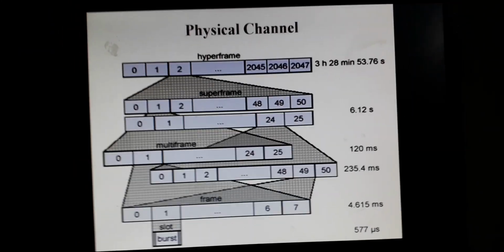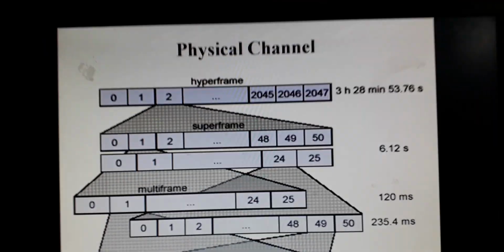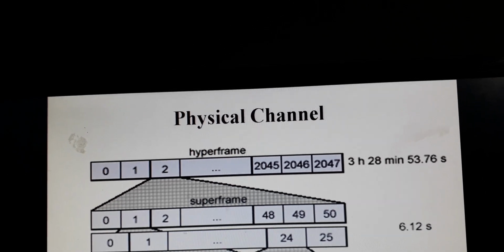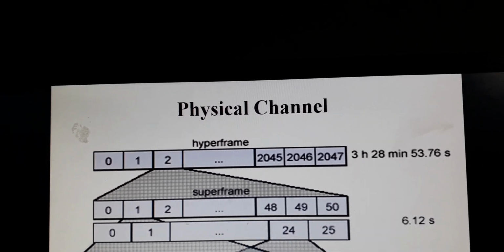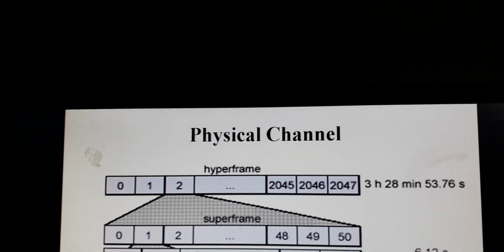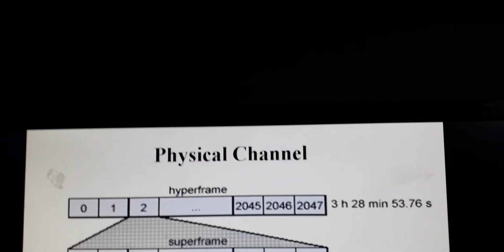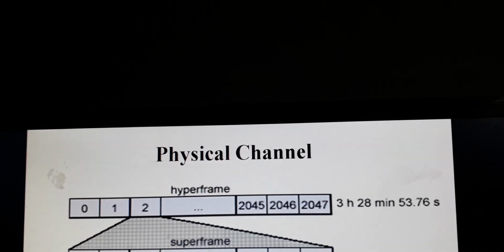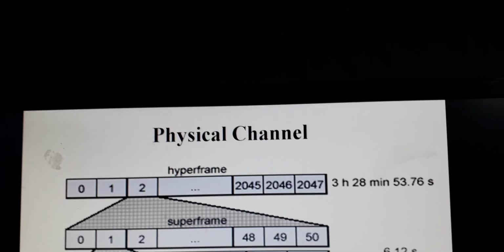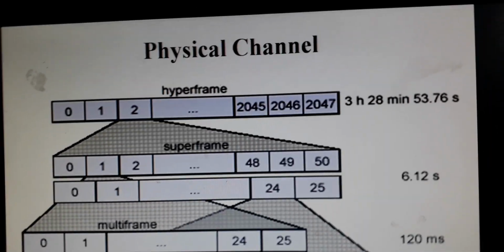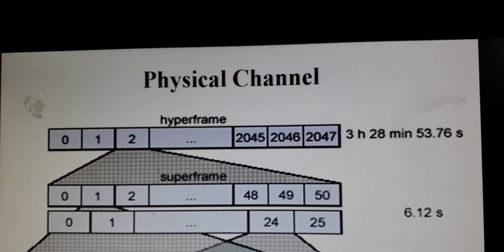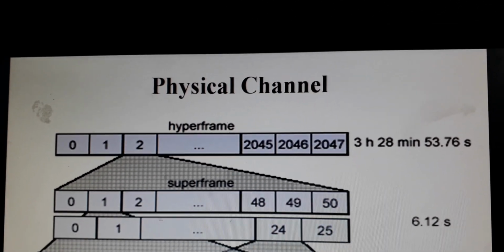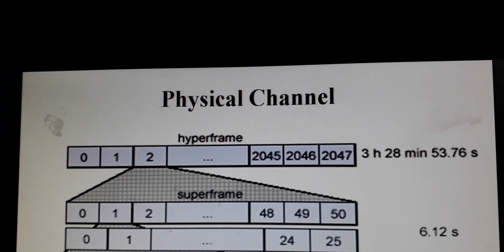Then these physical channels are grouped into hyperframes. Suppose there are 2048 frames, then that is called a hyperframe, which has a time period of 3 hours 28 minutes and 53.76 seconds. Each hyperframe consists of superframes. These superframes are available in 51 group formats or 26 group formats.